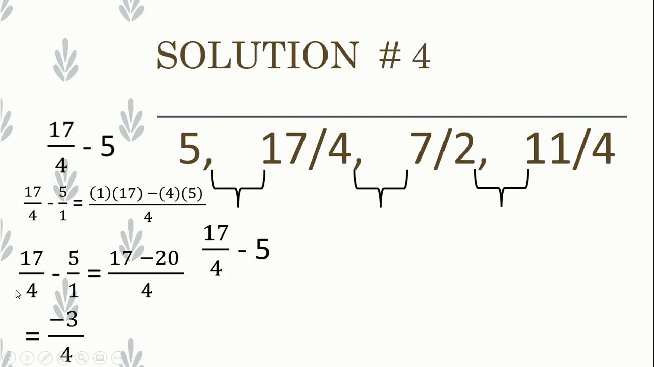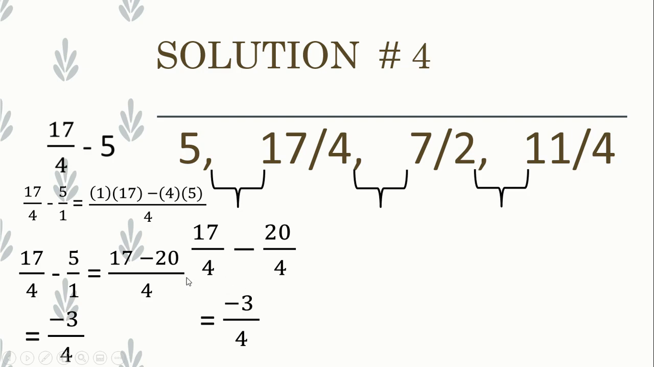Next, 17 over 4 minus 5 can be simplified by identifying a fraction having a common denominator of 4 and which has an equal value as 5. What fraction has a denominator of 4 and an equivalent value as 5? That is 20 over 4, because 20 over 4 is the same as 5. And that 20 over 4 has the same denominator as 4. Therefore, you can just simplify that as 17 over 4 minus 20 over 4.